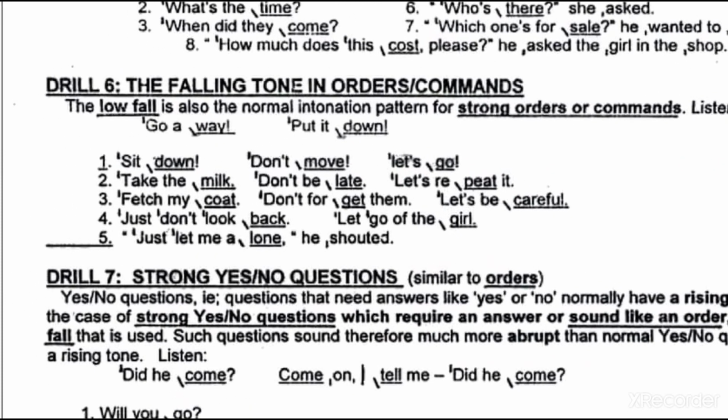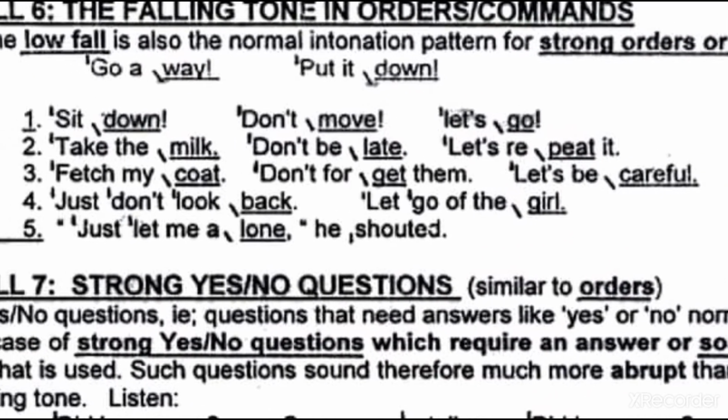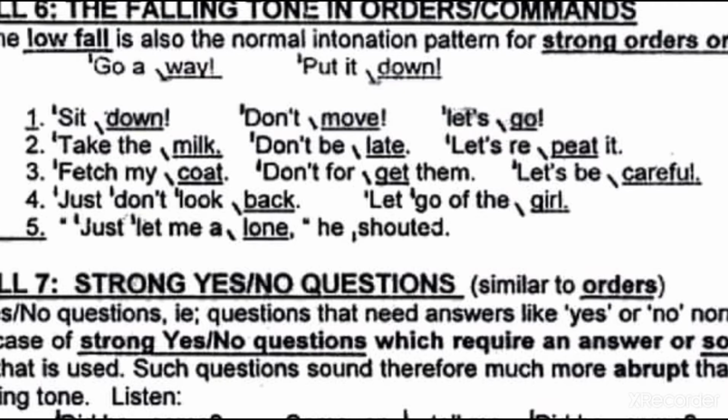At the beginning of this lesson, we said that low fall also occurs in orders or commands. So we practice the orders and commands with a low fall. Number 1, sit down, don't move, let's go. So here, always we use a low fall in the last lexical word. Number 2, take the milk, don't be late, let's repeat it. So here, milk, late, and Pete are the TS of those utterances.